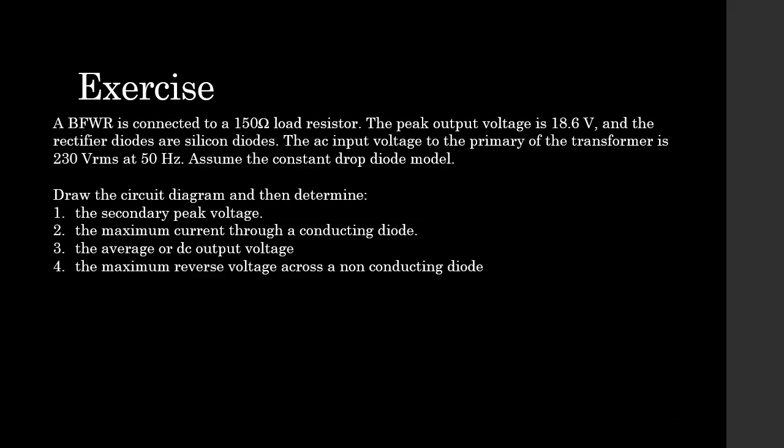All right, students, now that we've covered the bridge full wave rectifier, let's go through an exercise quickly. A bridge full wave rectifier is connected to a 150 ohm load resistor. The peak output voltage is 18.6 volts, and the rectifier diodes are silicon diodes. The AC input voltage to the primary side of the transformer is 230 volts RMS at 50 Hertz. Assume the constant drop diode model. First, draw the circuit diagram and then determine the secondary peak voltage, the maximum current through the conducting diode, the average or DC output voltage, and finally the maximum reverse voltage across a non-conducting diode.